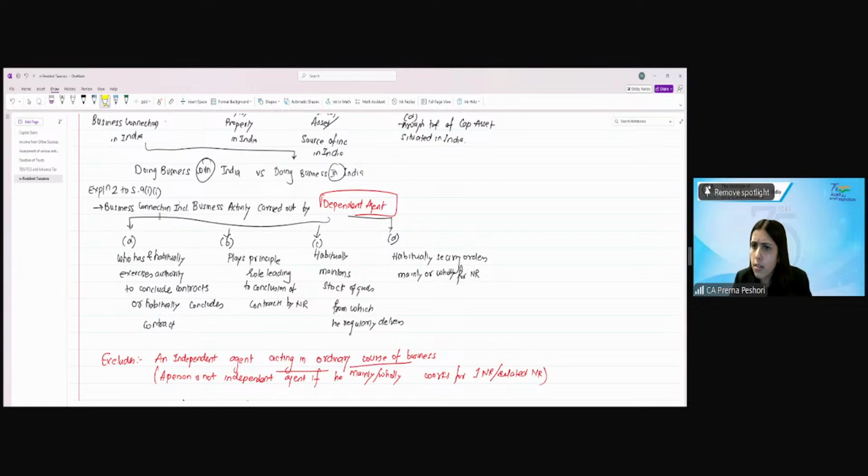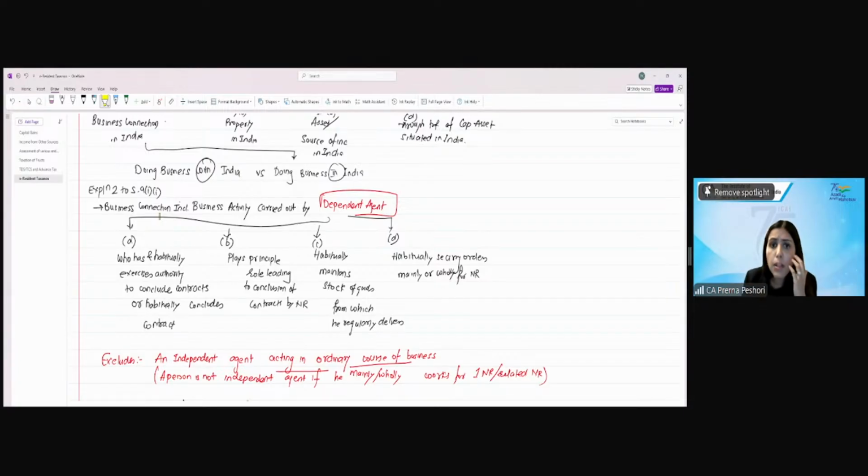Business connection is what? It is just that you are carrying out the activities either you yourself or through an agent. And that itself results that, okay, there is some sort of nexus, there is some sort of connection with India, and India will get the right to tax. There is source of income in India. Are we getting this point?